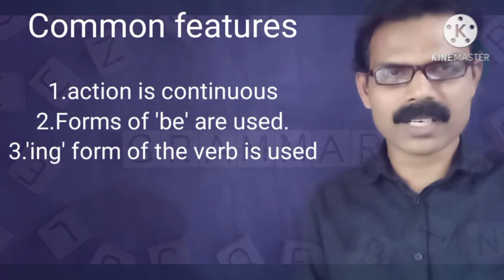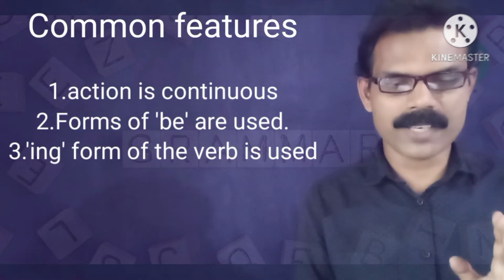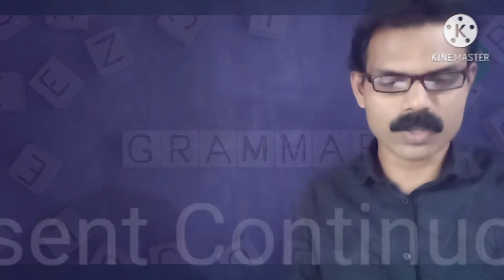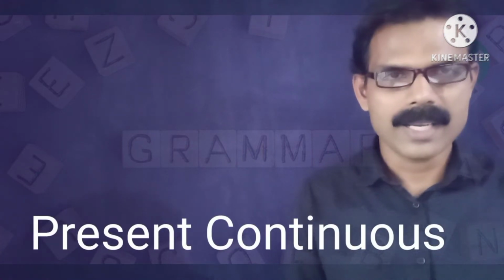And the third feature of continuous form is ing form of the verb is used. Ing form of the main verb is used. When you see an ing form, most probably it will be continuous forms. Continuous forms of tense. Okay, let us go to present continuous.